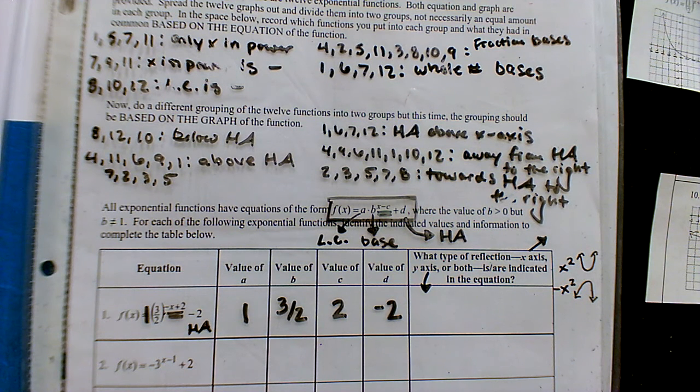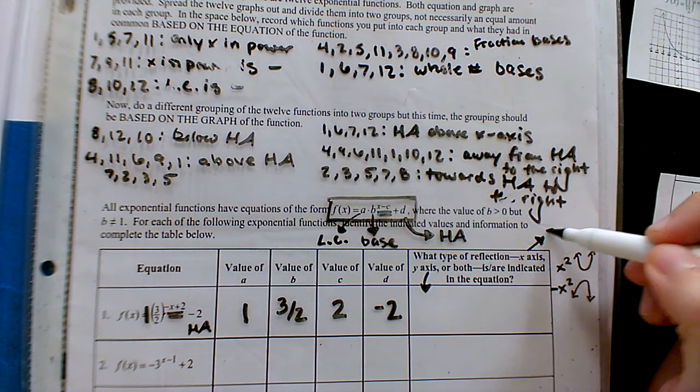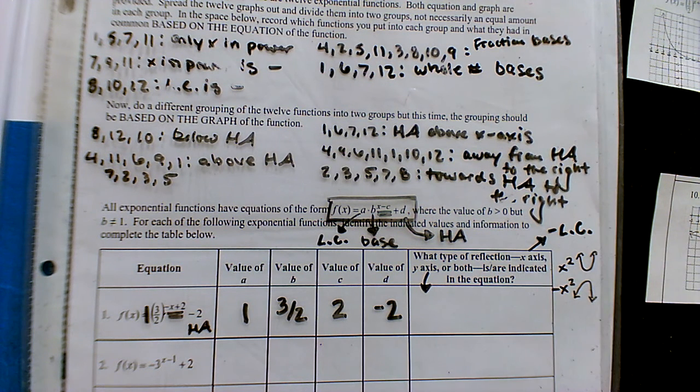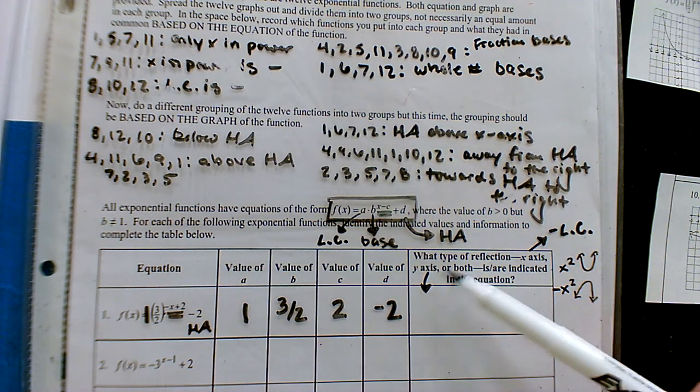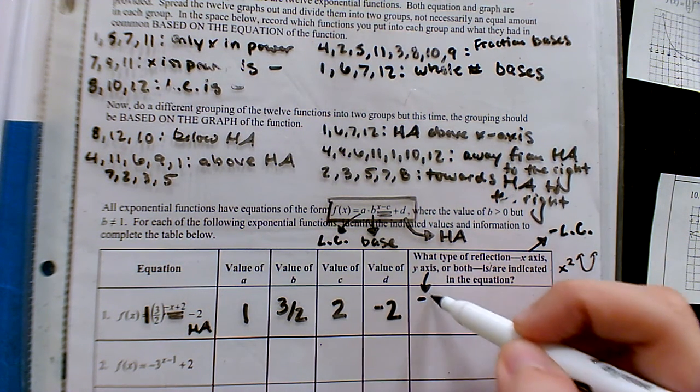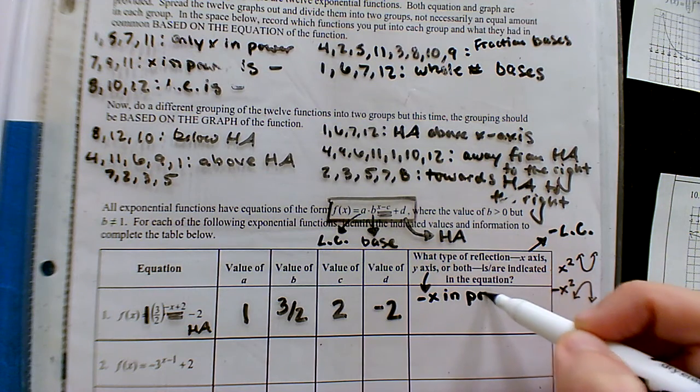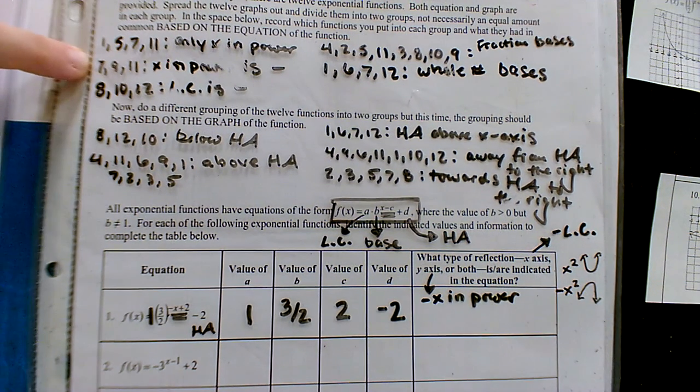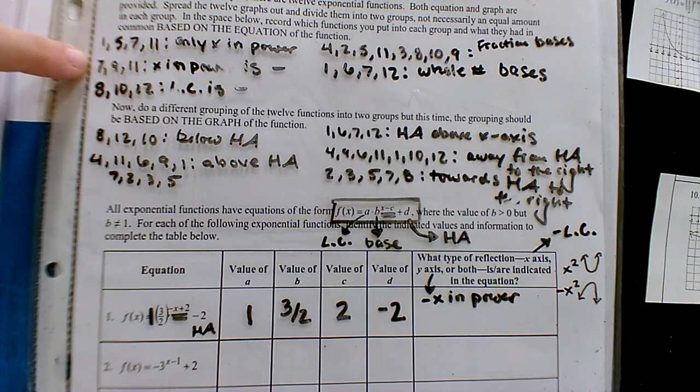Okay, good question. All right, if we have a regular x squared, we know it's a regular U-shaped parabola. If it's a negative x squared, it flips it upside down. So if we have a negative out front, that's our x-axis flip. So x-axis reflection is a negative leading coefficient. Okay, a negative out front. In terms of these exponential functions, if we have a y-axis flip, we need a negative x in the power. Okay, that was one of the characteristics you noticed from the top.